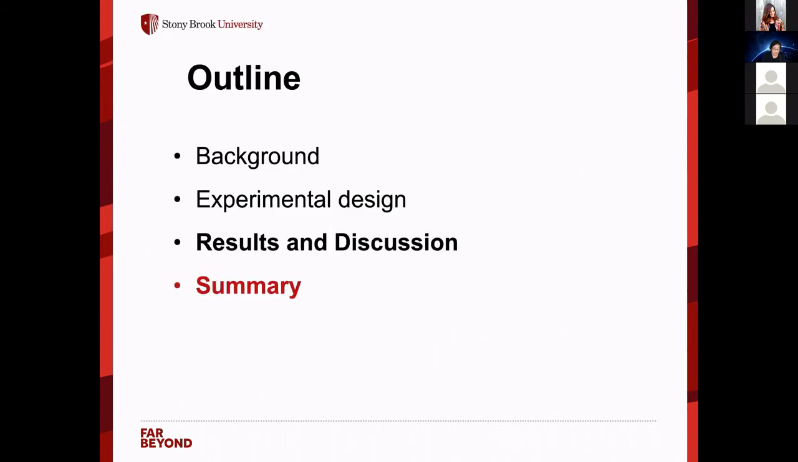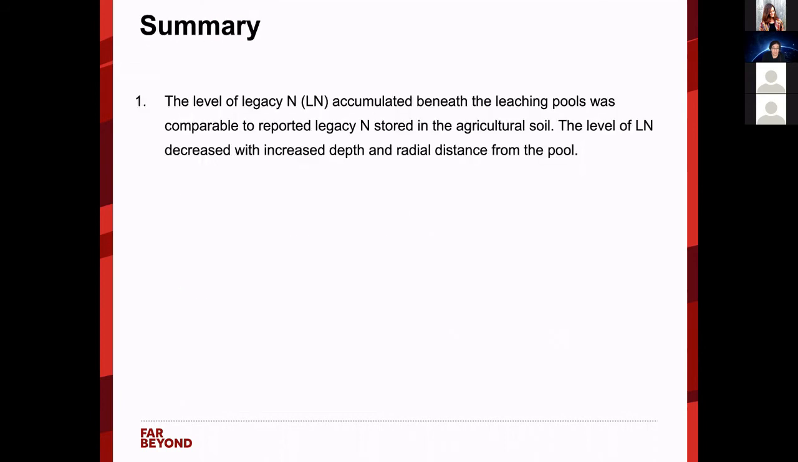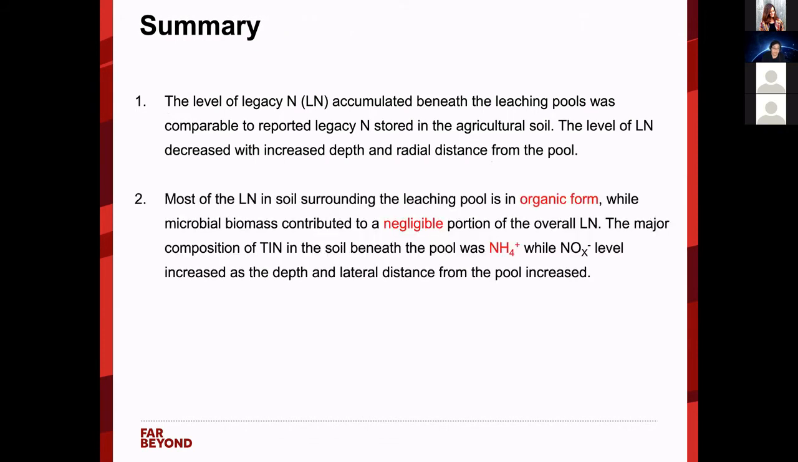So finally, I'd like to summarize what I just described in this presentation. The first finding from this project is that the level of leaching nitrogen accumulated beneath the leaching pools was comparable to the reported leaching nitrogen stored in agricultural soil. The level of leaching nitrogen decreased as the depth and the radial distance from the pool increased. We also found that most of the leaching nitrogen in the soil surrounding the pool is in the form of organic nitrogen, while the microbial biomass contributed a negligible portion. The major inorganic form was ammonium, while the nitrite and nitrate levels increased as the depth and the lateral distance increased.